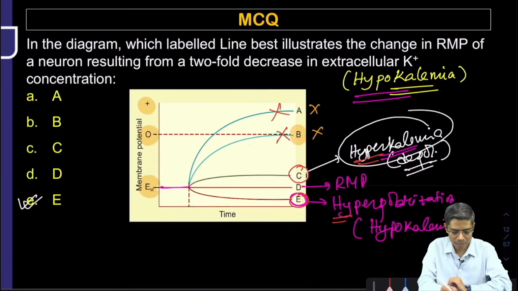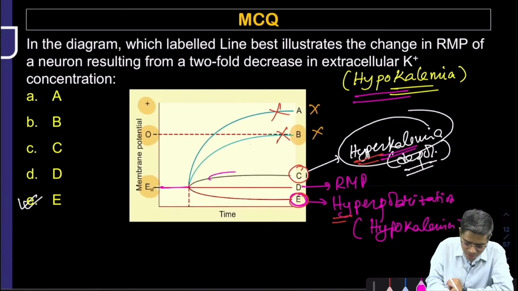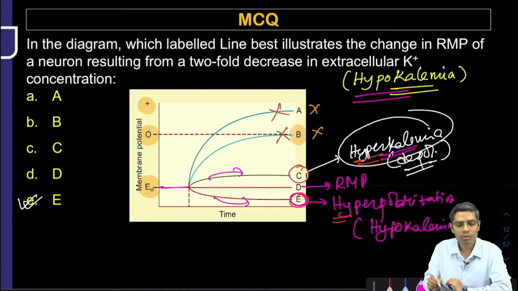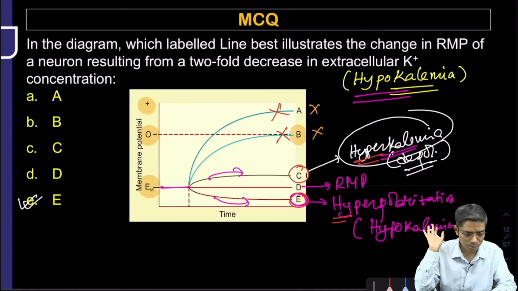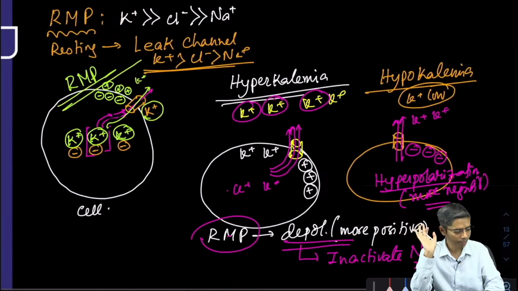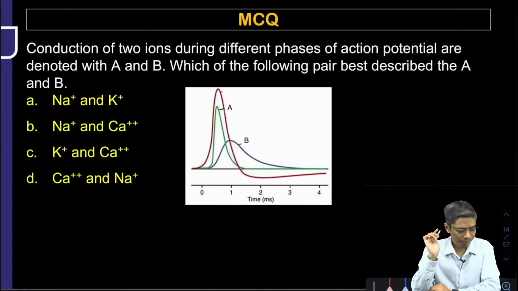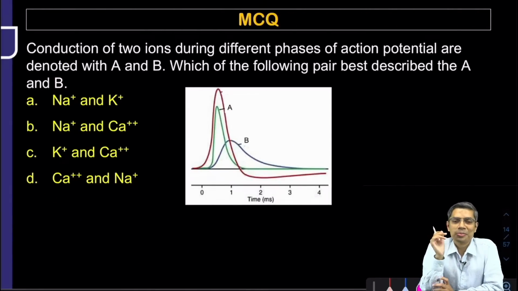So, if the pathology is hyperkalemia, C is the answer, right, and if it is hypokalemia, E is the answer for this question. Clear to all of you? I hope this is clear. Next question. The next question is very easy.